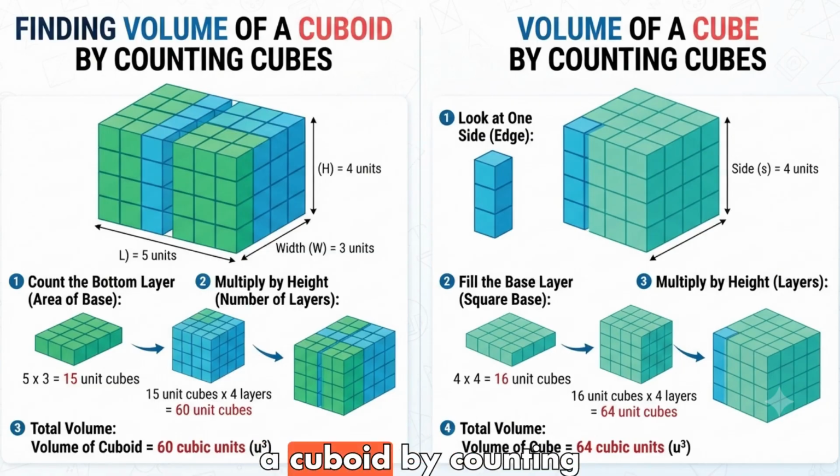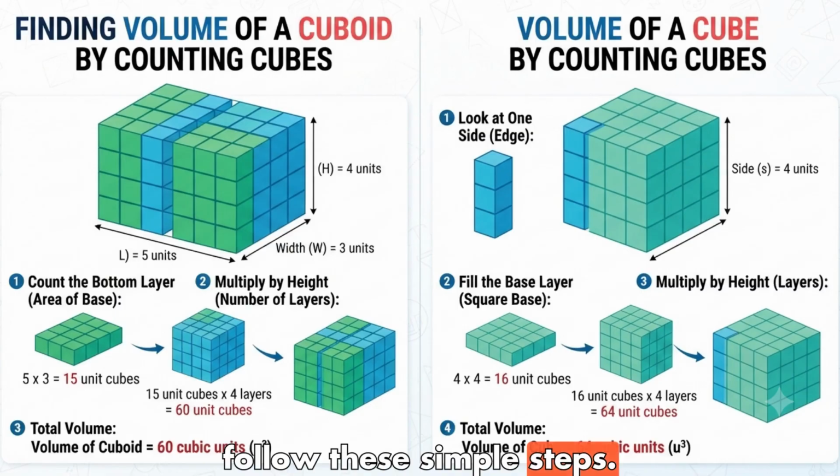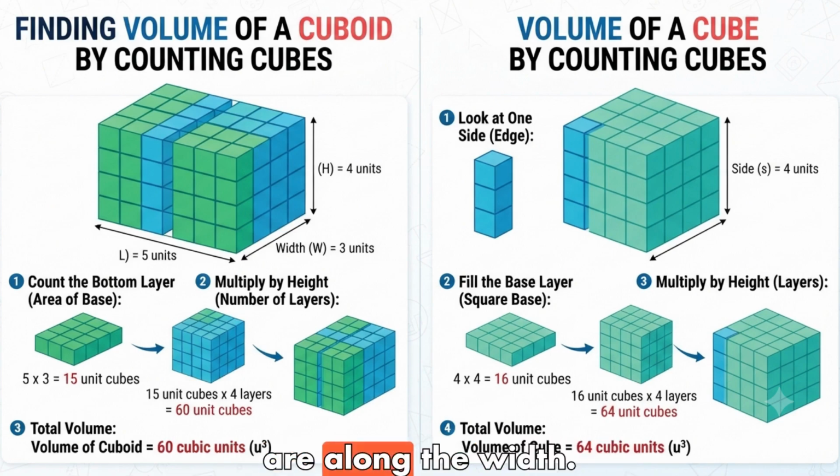Finding the volume of a cuboid by counting: think of a cuboid as a stack of these blocks. To find the total volume, follow these simple steps. Count the bottom layer. Find out how many blocks are in the bottom floor of the shape. You can do this by counting how many blocks are along the length and multiplying that by how many are along the width. Count the layers. See how many layers, or floors, are stacked on top of each other to reach the total height. Multiply. Take the number of blocks in the bottom layer and multiply it by the number of layers.